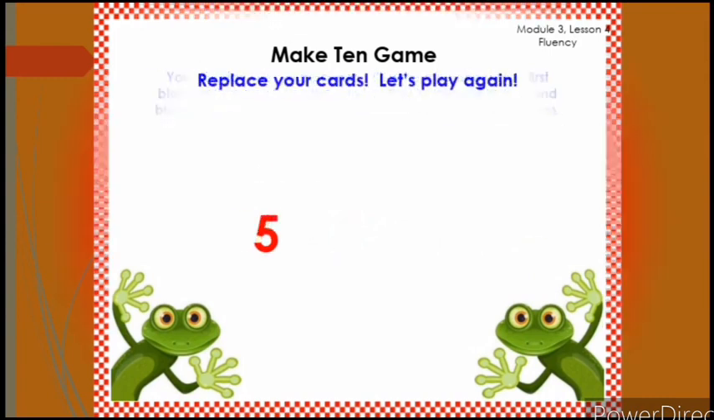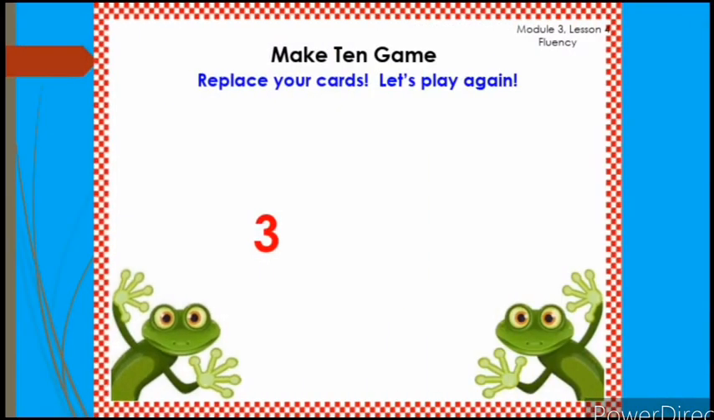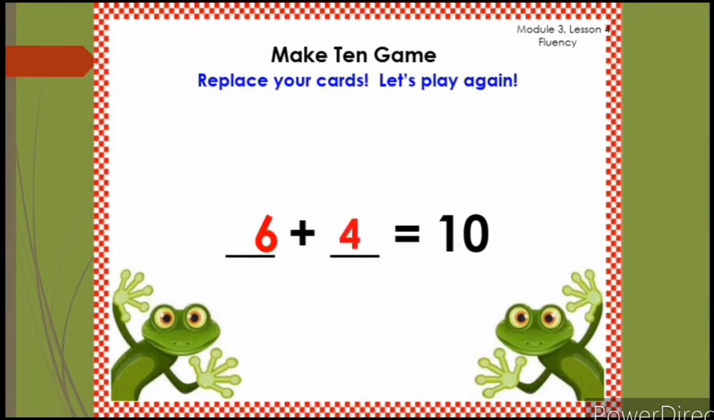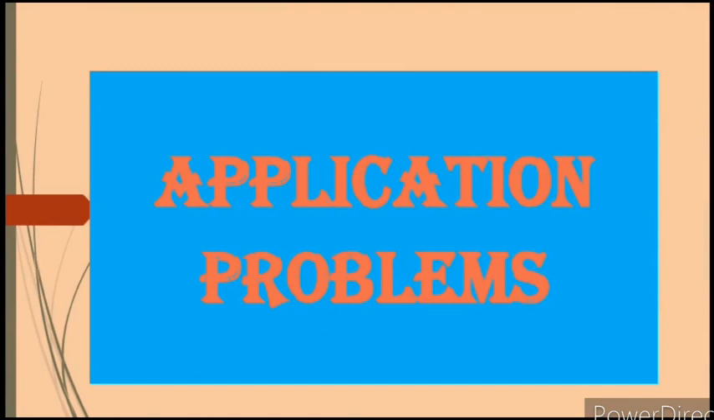And let's look at the next one. 5. What will be added to 5? Wonderful. It is 5. Yes, this is very interesting. And what will be added to 3 to make 10? What's your answer? Good. It's 7. You are right. Okay. 6. What can be added to 6 to make 10? 6 plus 4 will also give us 10.